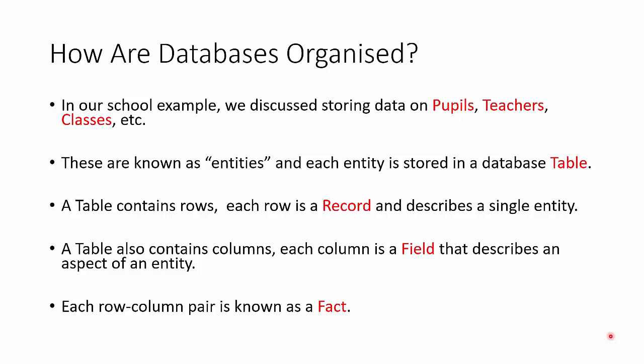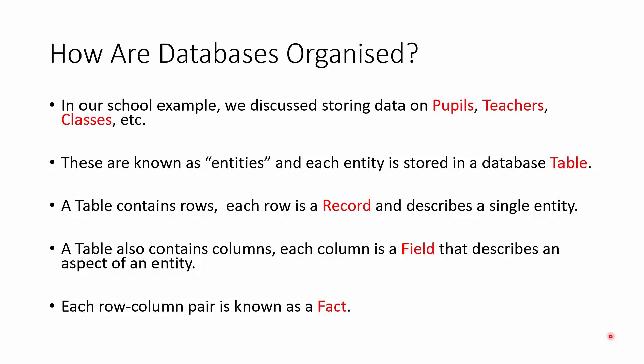So in our school example, we discussed that we can store data on pupils, teachers, and classes, etc. So in the database world, we would call these things, these teachers, pupils, and classes, entities. This is what we are going to try and model. This is what we're going to try and record in our database. So within a database, each group of entities, so pupils for instance, is stored in a structure called a database table. Okay, so a table has entities. You can imagine a table holding a list of pupils.